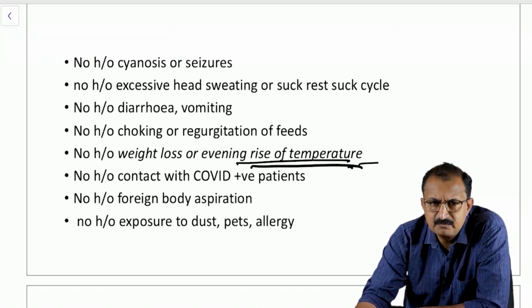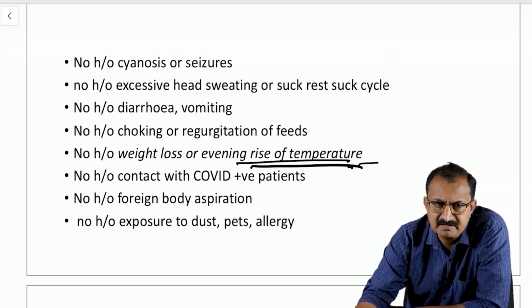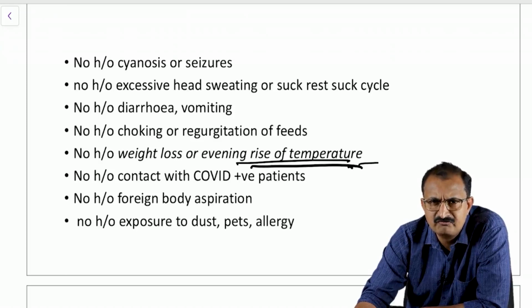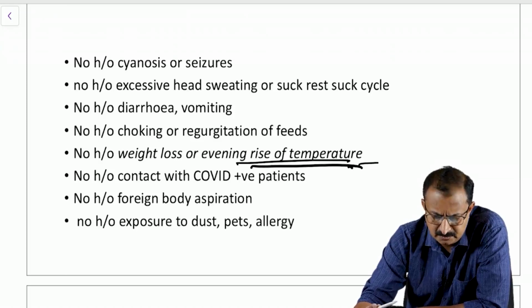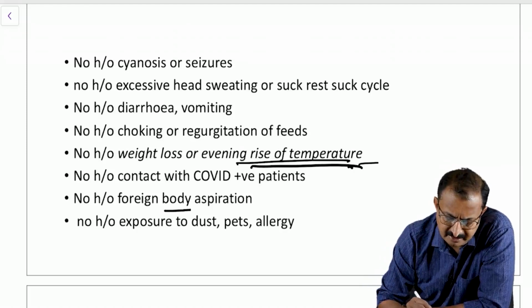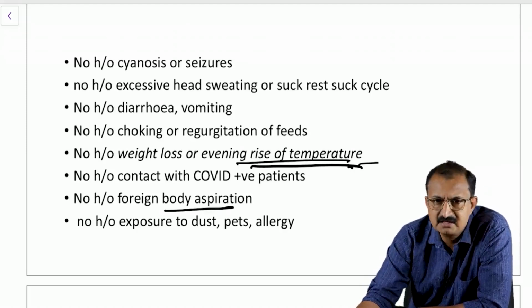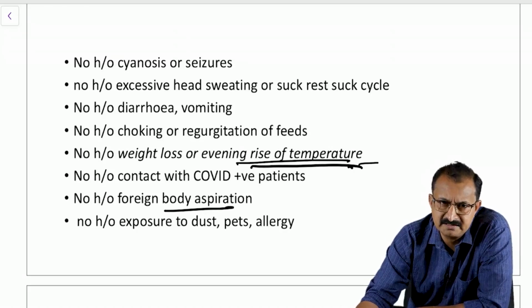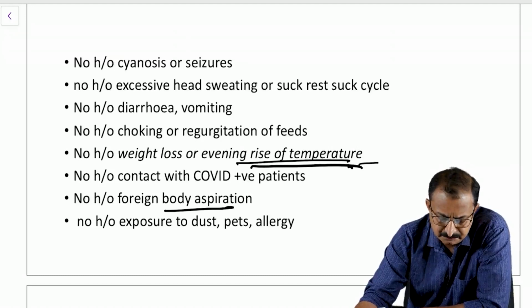And many a time you may get a history of aspiration, sometimes an elder sibling giving something to the baby. But in more than 50% of situations where foreign body aspiration is diagnosed, you won't get a definite history of aspiration. So if you have a history, it is important. Even otherwise, you have to suspect foreign body aspiration in such situations.